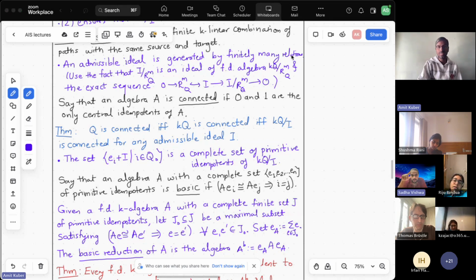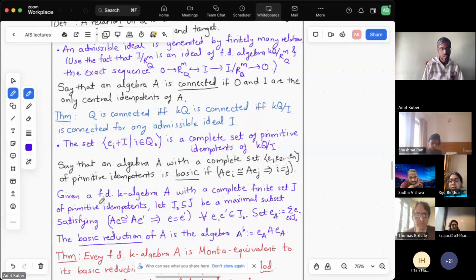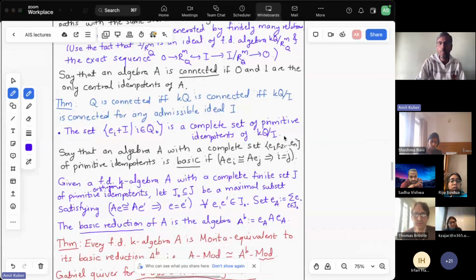Yes, Sadanand? Are you assuming that the complete set is also orthogonal or not? Yes, I'm assuming orthogonal. I did not write it, but completeness, in my mind when I was writing this, was orthogonal. Maybe I should write it, because you have a question. So orthogonal, yeah.